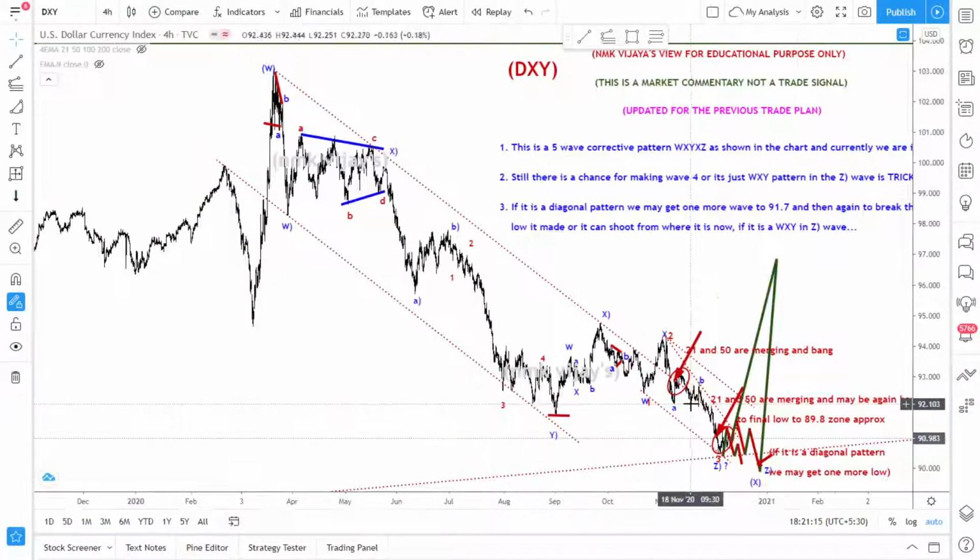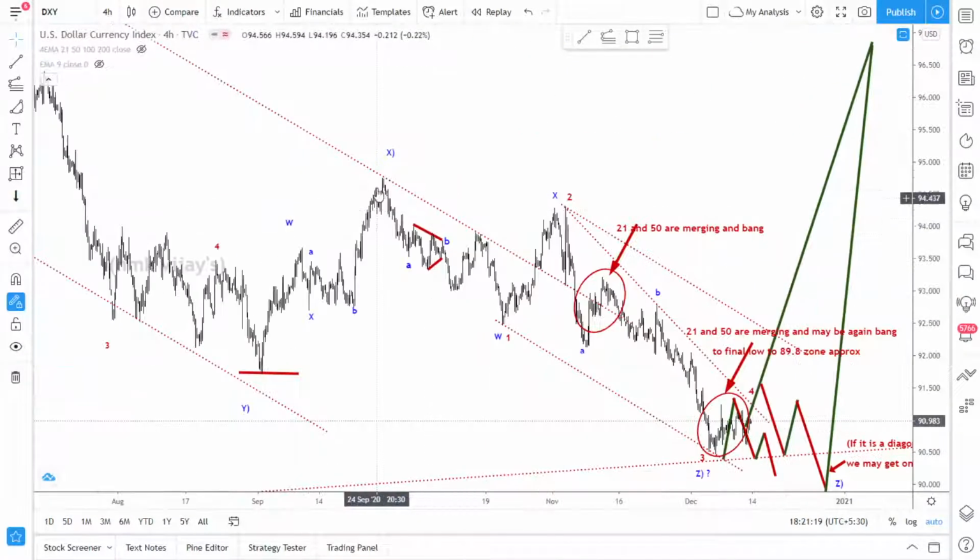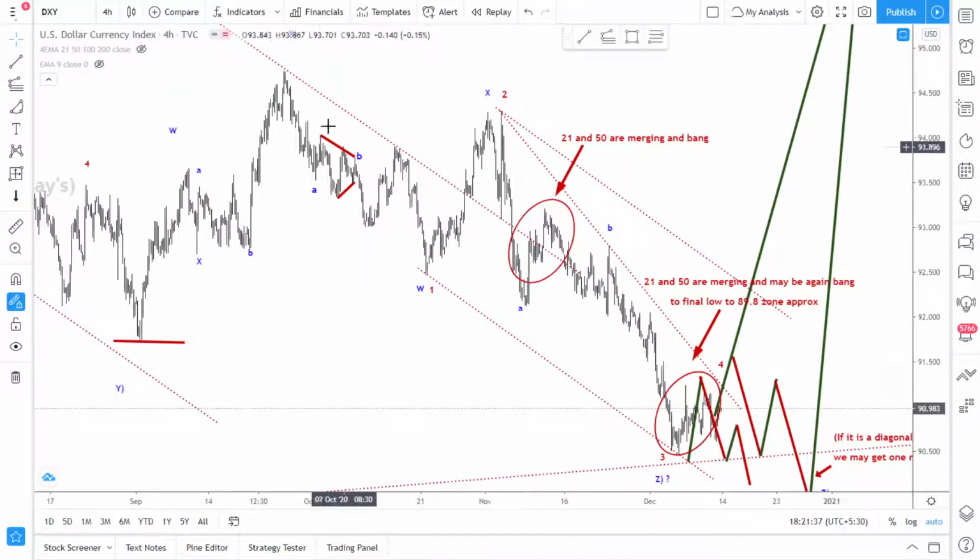As per my view from the previous week, whether it is going to be a WXY formation means it has already ended. Otherwise, if it is an ending diagonal triangle in the Z wave, one more wave to the downside is possible, so nearly 90 is also possible. So I took this as ABC, where A is a B and C is a W, or it could be an ending diagonal triangle.